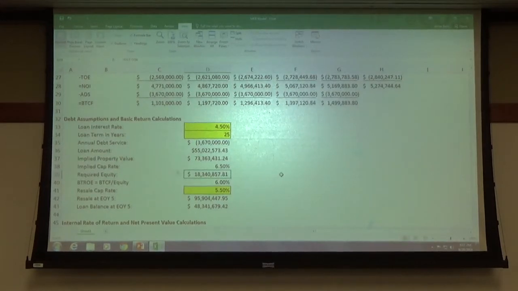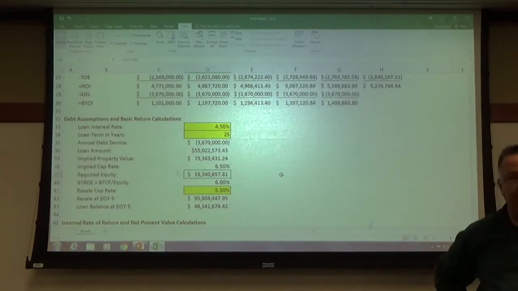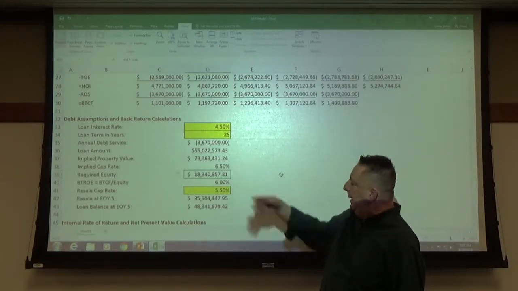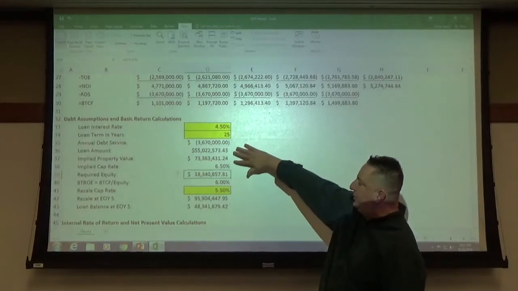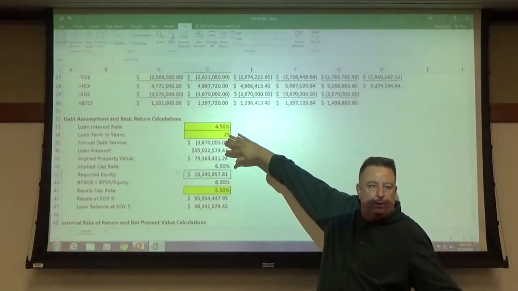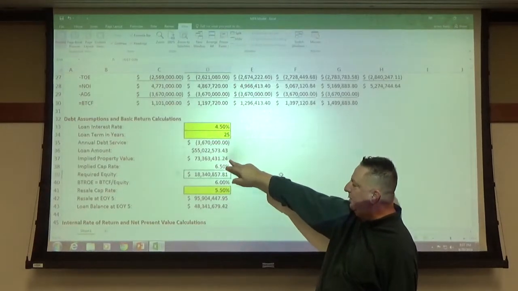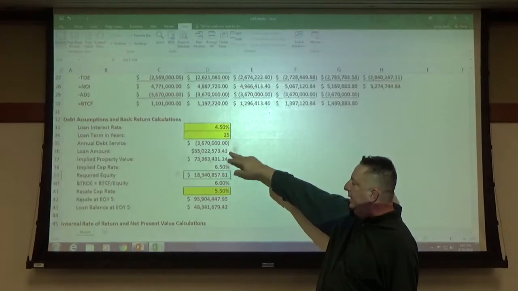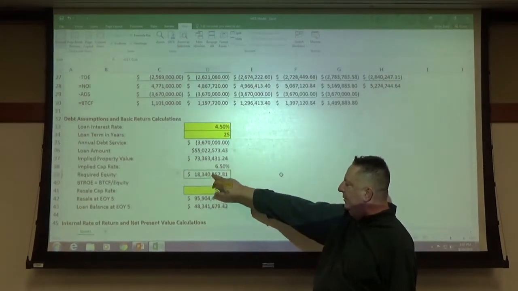Required equity. This is also something else that is being calculated by the spreadsheet. What do you think they're doing here? Is that based on the 75%? It is. And so all they're really doing, since we've already got these two numbers calculated, is subtracting one from the other. If the total value of the property is 73 million and the loan amount is 55 million, 73 minus 55 gives us the 18.